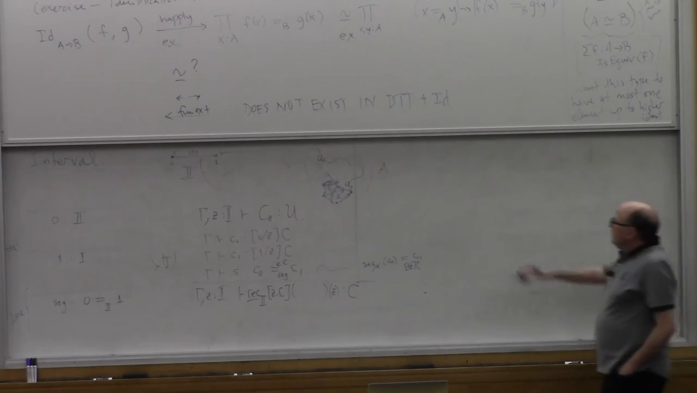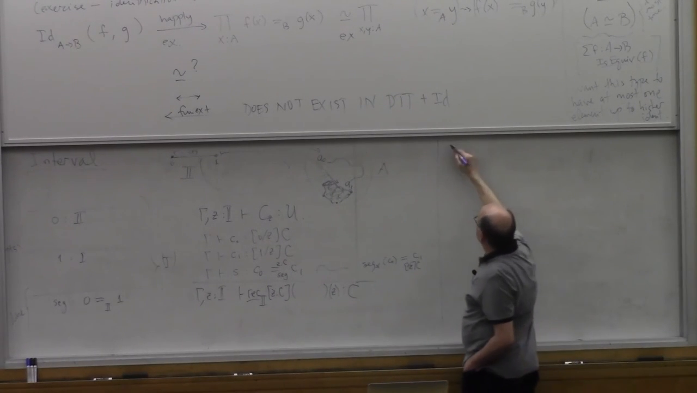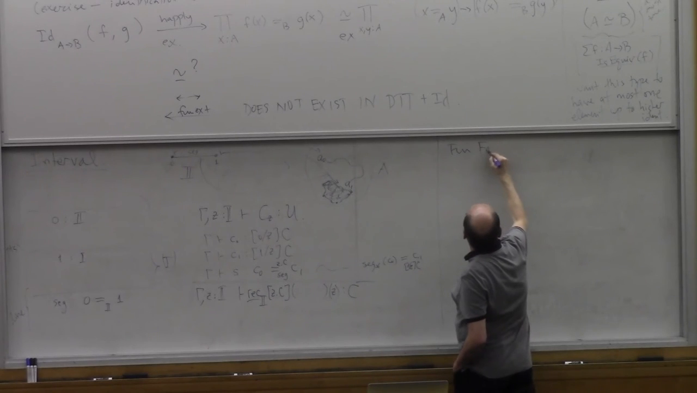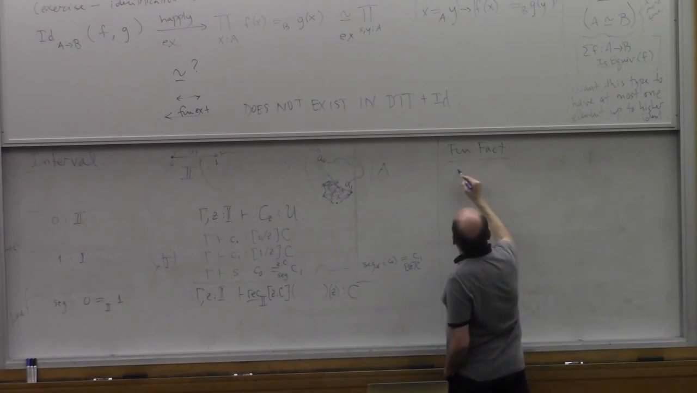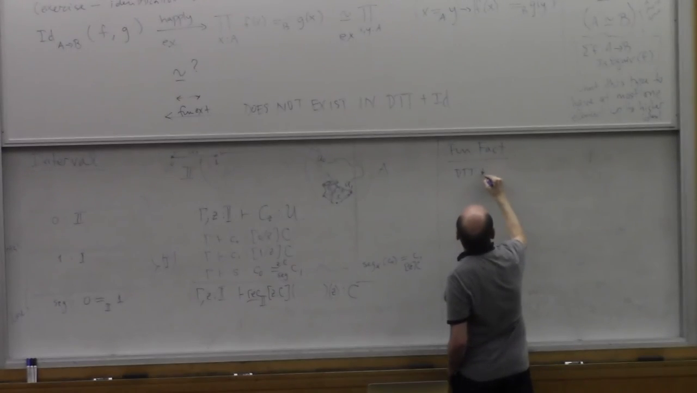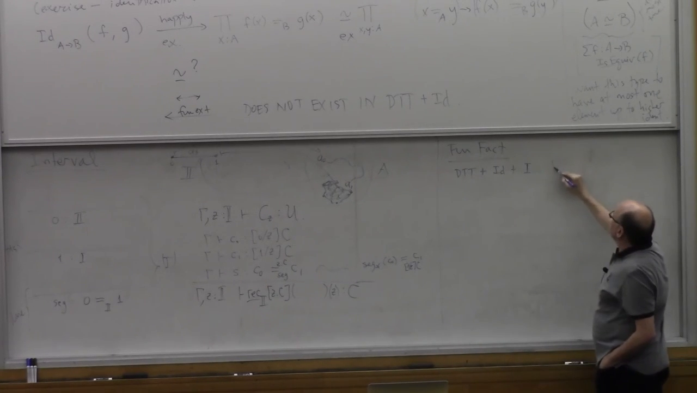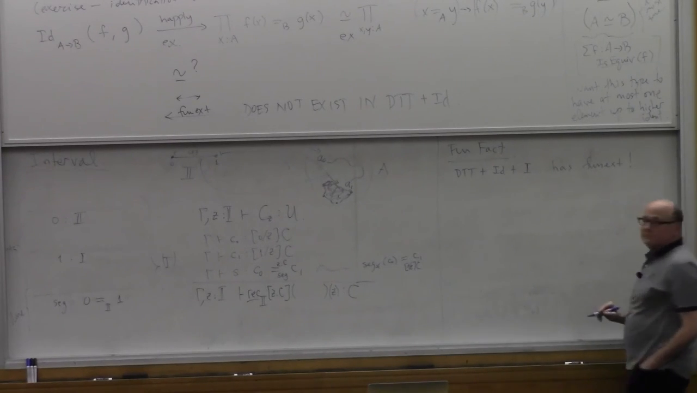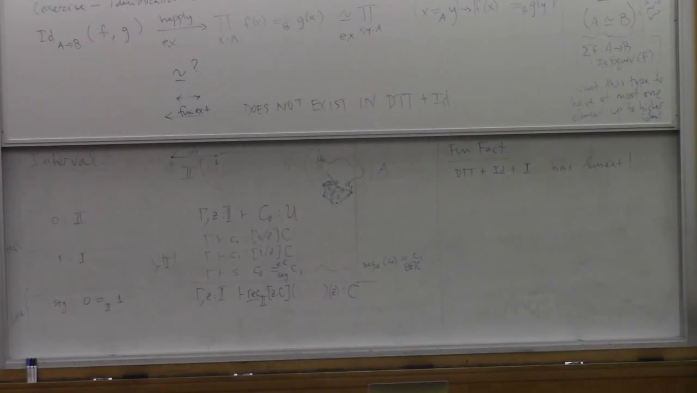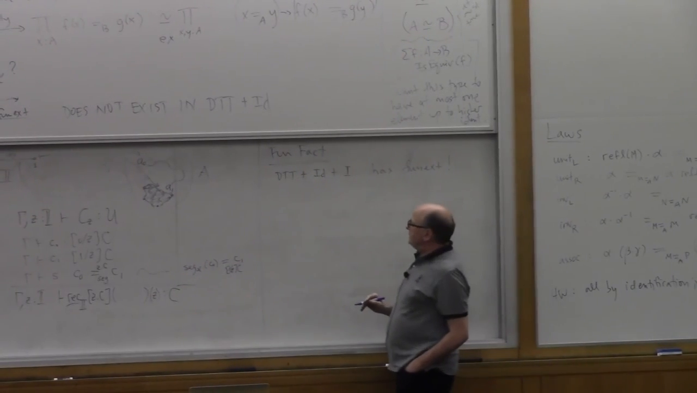Now I'll show you a quick observation, which is a fun fact, because I'm running out of time, I'm well out of time. The fun fact: if I take DTT plus the identification type, and I have nothing else but the interval, it has function extensionality. I'll give you the high-level idea, and then I can give you the proof, or maybe I'll email you the proof. What's the high-level idea?